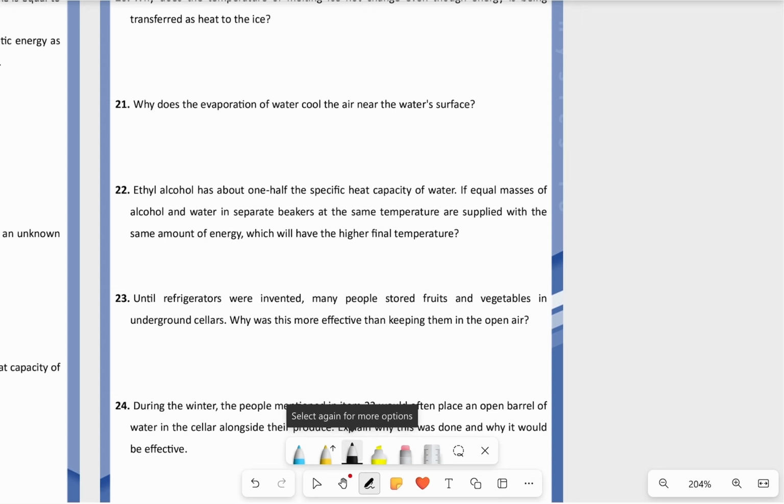Why does evaporation of water cool the air near the water surface? Because when evaporation happens, it's going to absorb the heat from the surrounding air, and therefore, it's going to cool the air near the water surface.